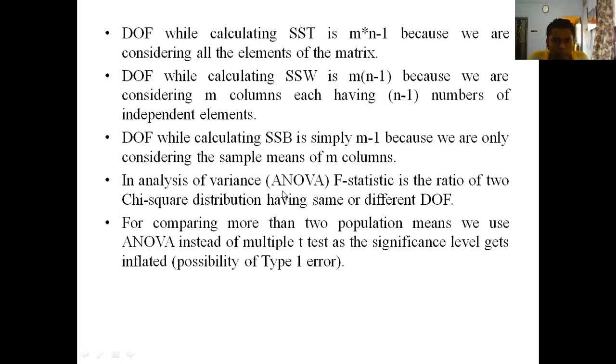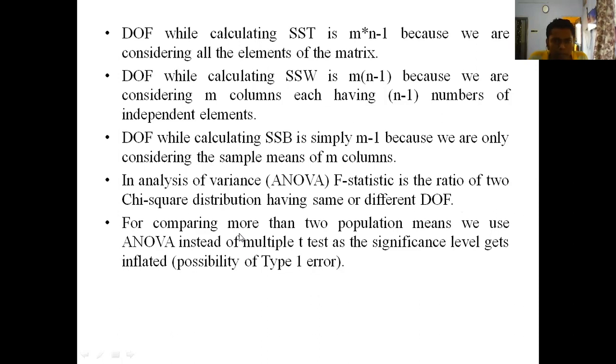In analysis of variance, ANOVA, the F statistic is the ratio of two chi-square distributions having the same or different degrees of freedom. When we calculate the F statistic, the sum of square part is divided by the degrees of freedom to determine the ratio.